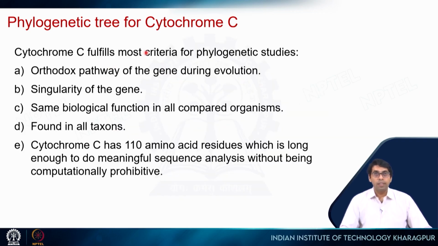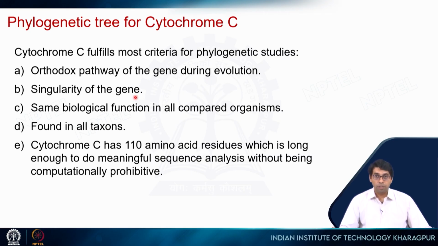So, phylogenetic trees are created using proteins which meet certain criteria. For example, cytochrome C fulfills most of the criteria that are needed for creating a phylogenetic tree. It has an orthodox pathway of gene during evolution. Okay. So, nothing fancy, nothing funny happened. So, we can trace this protein in different species.